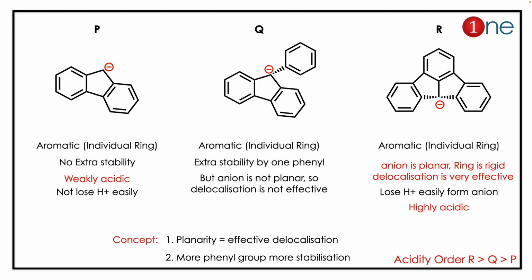Here the answer lies in the stability of the anion. After losing the proton, an anion forms. So the anion stability decides the product formation. Let us analyze the anion stability one by one.